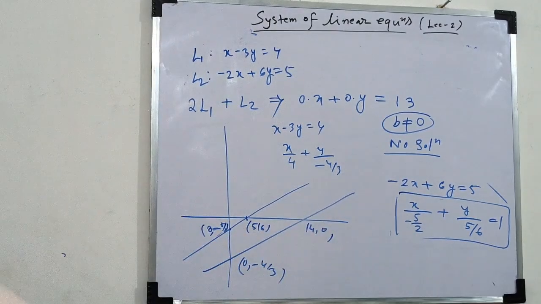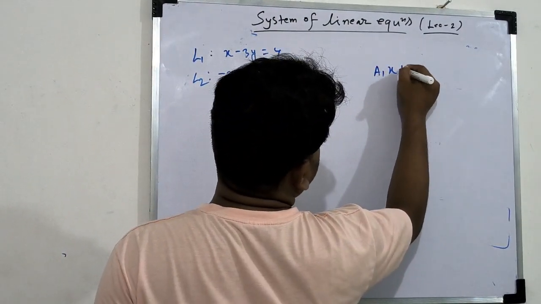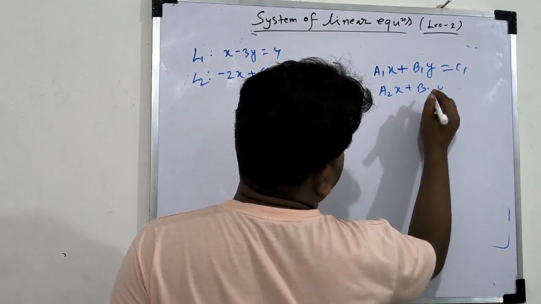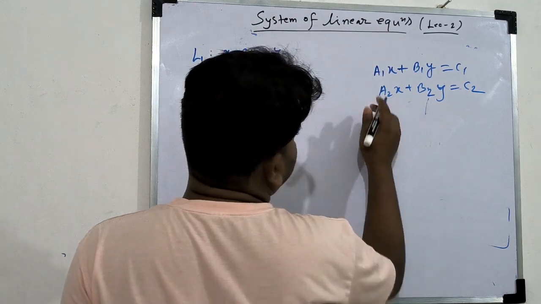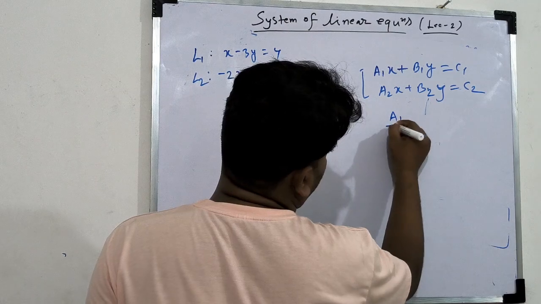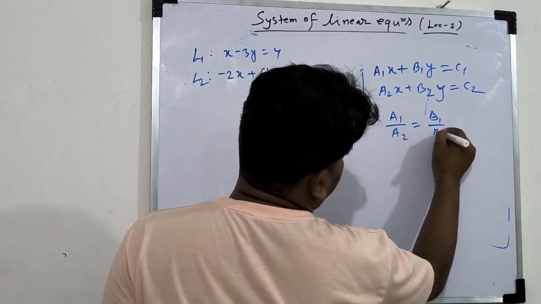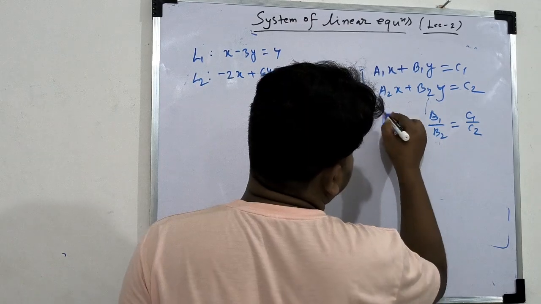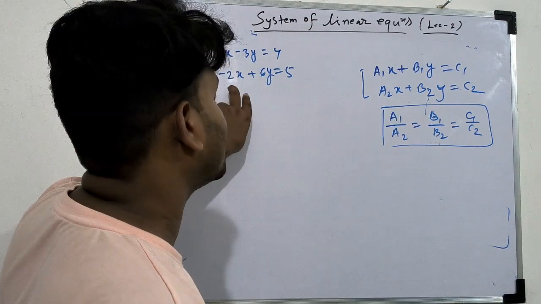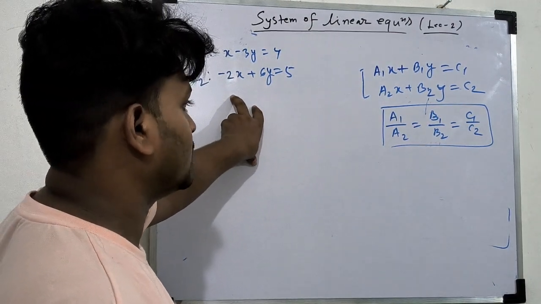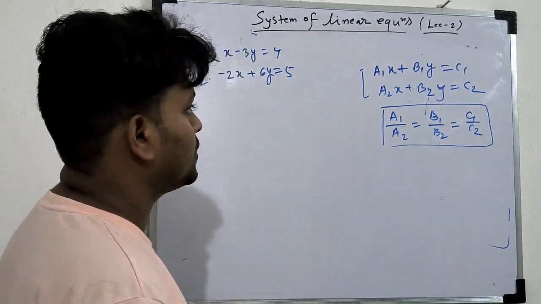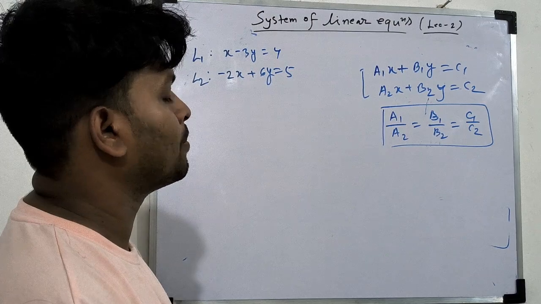In another way, you can check if these two equations are given, a1x plus b1y equal to c1 and a2x plus b2y equal to c2, then these two lines coincide with each other if a1 by a2 equals b1 by b2 equals c1 by c2. If this happens, then the two lines coincide. For the case where we have taken a system of linear equations which has an infinite number of solutions, we get this condition, for that these two lines become coincident.